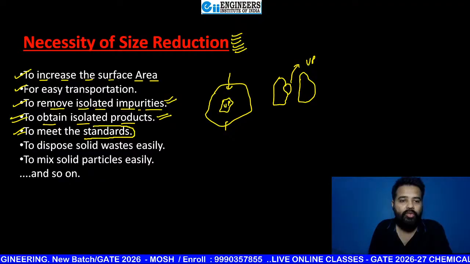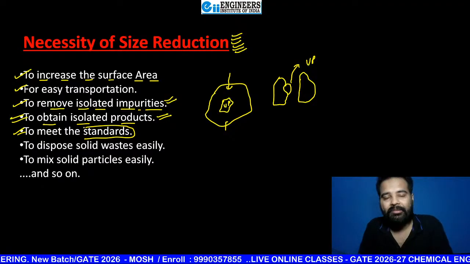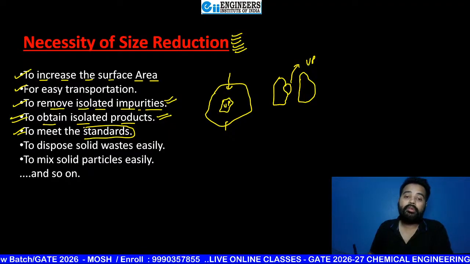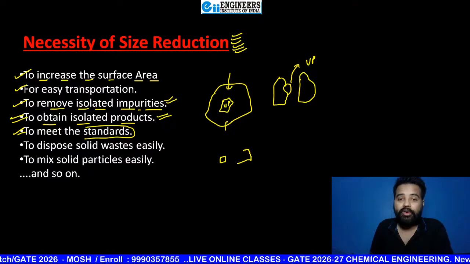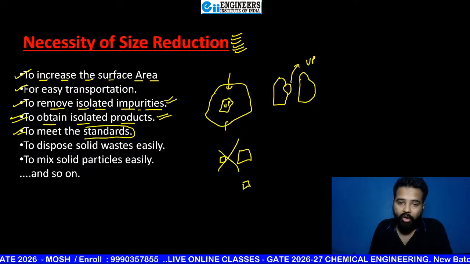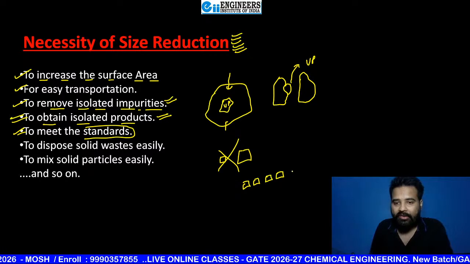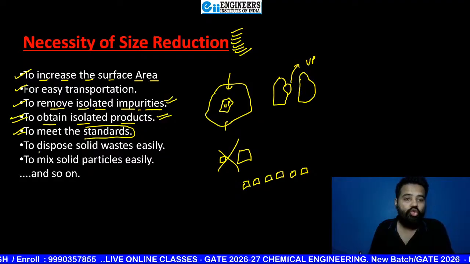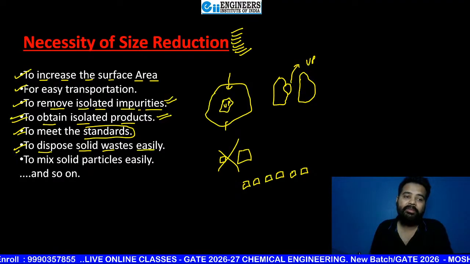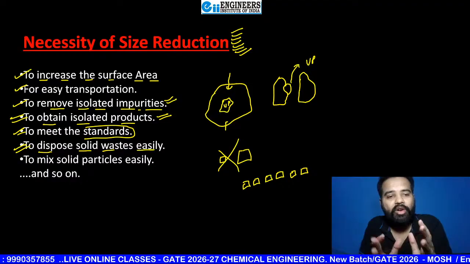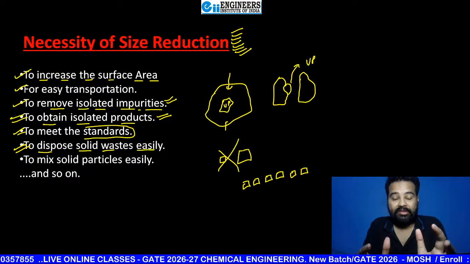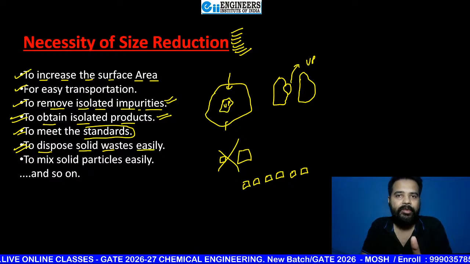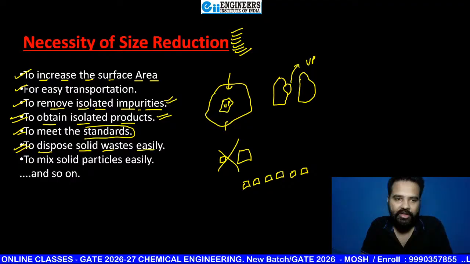To meet the standard, whenever you take something from the market, and size reduction has been done, you will not find one particle of this size and one of that size. Definitely you will see all particles are of the same shape or size in your market. So for that purpose, my dear students, size reduction is required. To dispose of solid waste easily, again the same thing. If you are getting some solid waste and its size is a little large, then for disposal purposes you reduce its size, just to ease the disposal process.